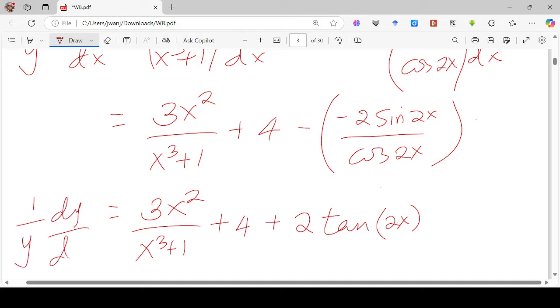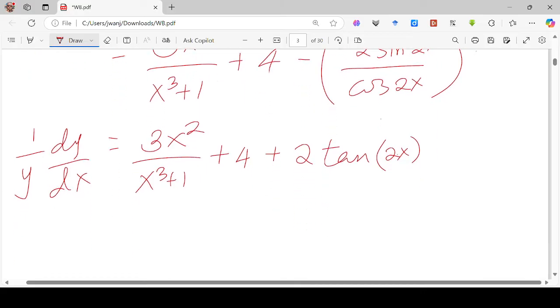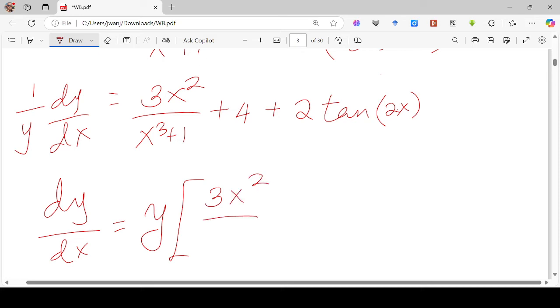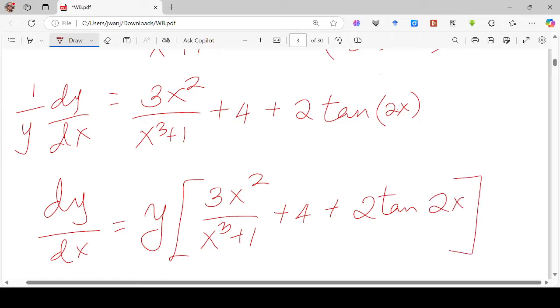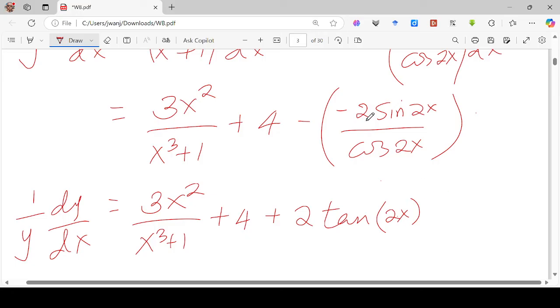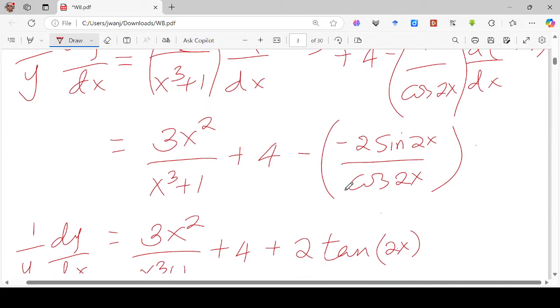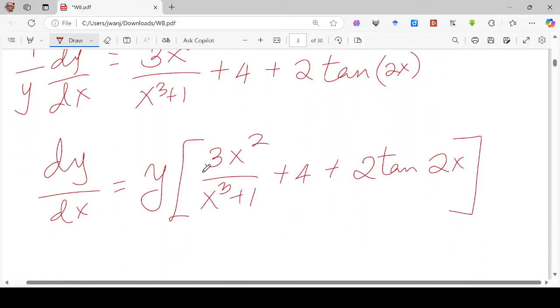dy by dx. So to find dy dx, we can now multiply both sides by y, so that dy by dx becomes y times 3x squared divided by x cubed plus 1 plus 4 plus 2 tan of 2x. Remember the sign here changed because when we differentiate the cosine at this point, we get the negative 2 sine of 2x. So minus minus will give us positive. So this is the derivative dy dx.